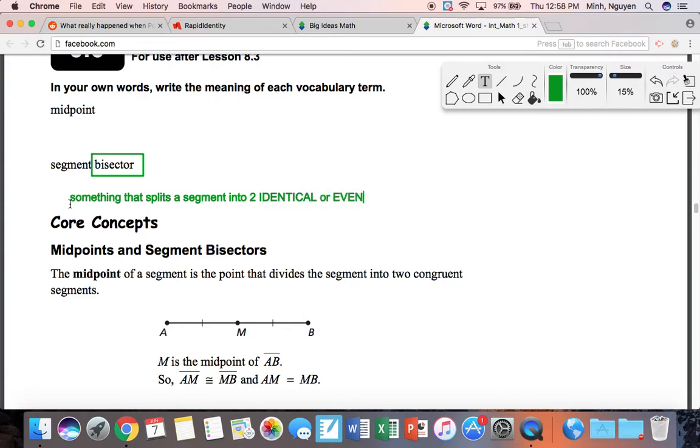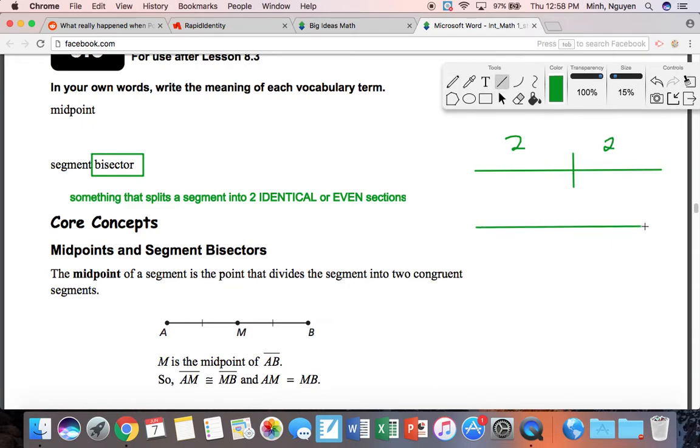identical or even sections. It's really important that you have that part for bisector, because the parts do have to be the same for it to count as a bisector. If you're just cutting up into two different segments of different lengths, then it's not a bisector. So if I have a line that's 4 inches, for it to be bisected, it has to go in the middle, and this side has to be 2 inches, and this side has to be 2 inches. If I split it up into 1 inch and 3 inches, that's not a segment bisector.